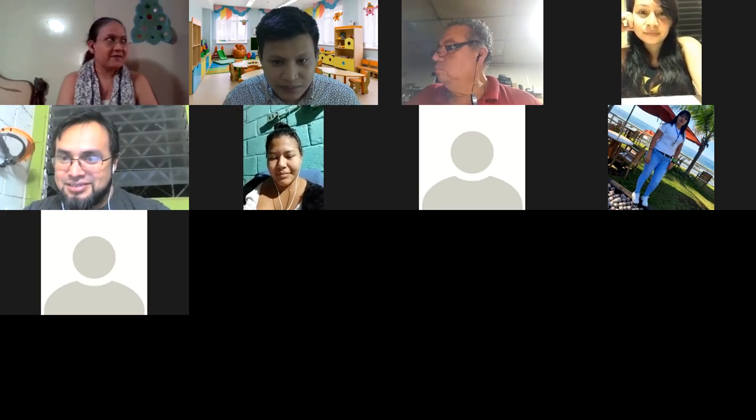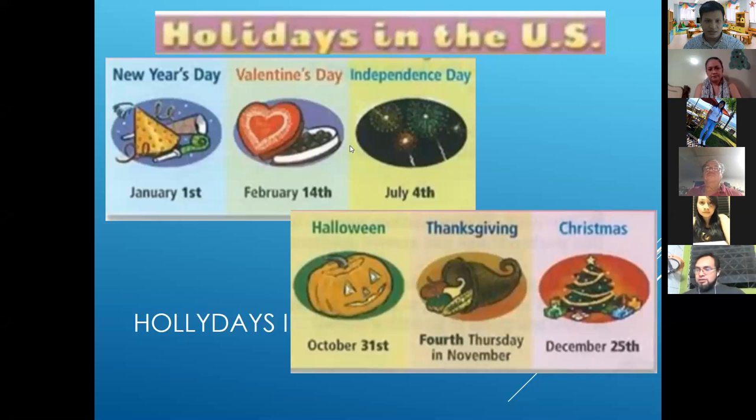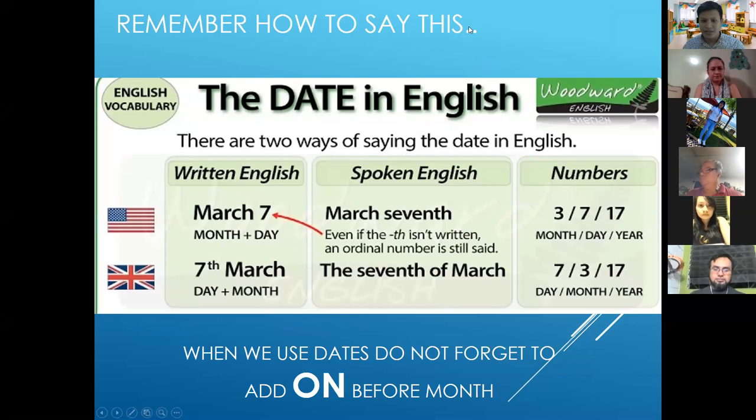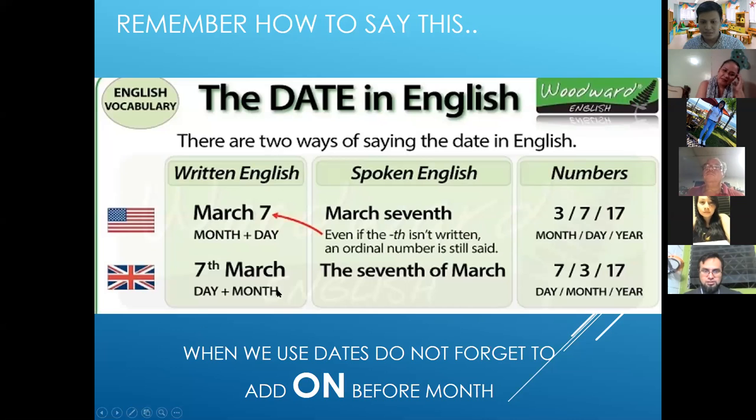Okay, here we go. We're gonna continue with the slide presentation. We have the holidays. We did this, and then we have the days. Remember how to say this. Remember, we have two ways of saying date: American and British. What's the difference? For example, in the slide before, we said January 1st. When we use British formula, we're gonna use the date first, right? 7th March.